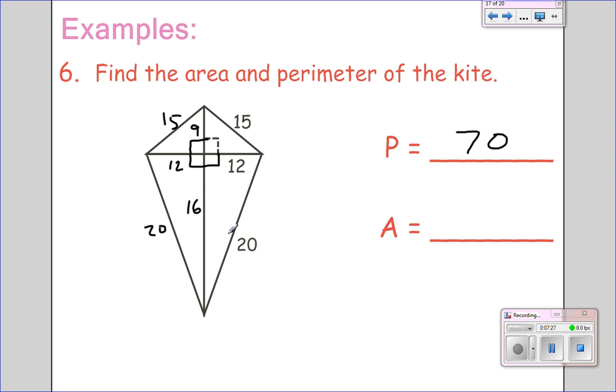And the area will be diagonal 1, so 25, times diagonal 2, which is 24, over 2, which is going to give you 600 over 2, which equals 300 for the area.